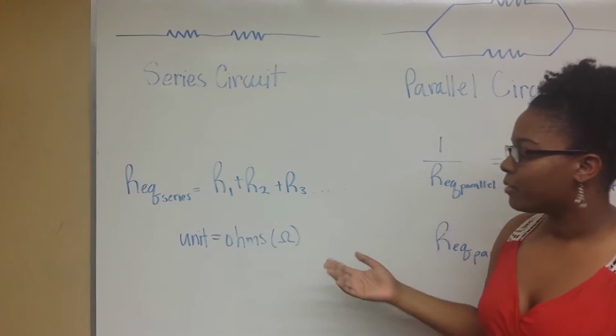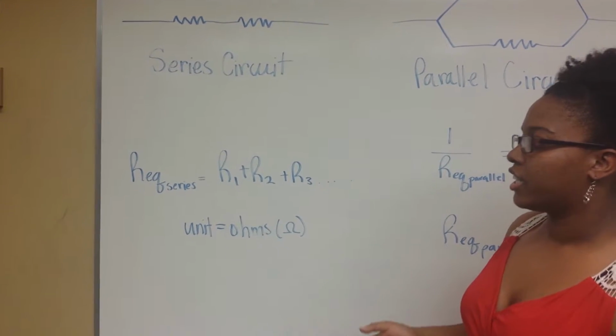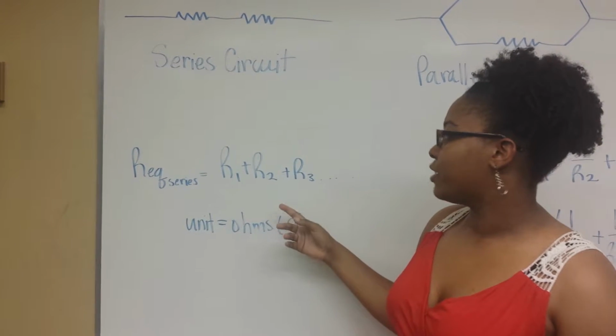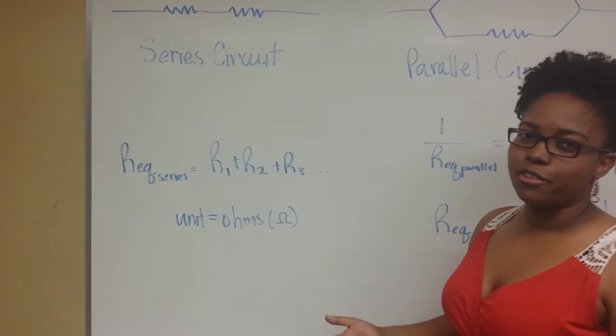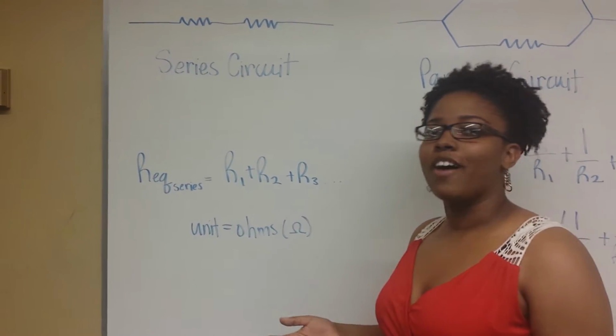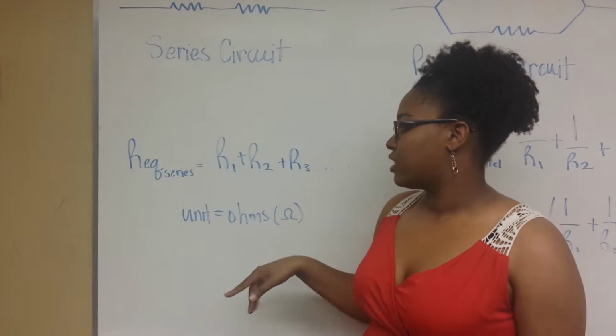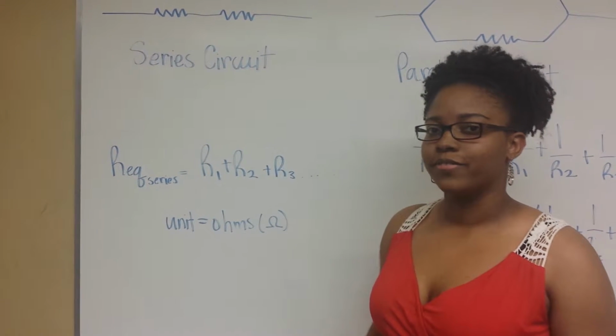Okay, so the formula for equivalent resistance in a series circuit is Req series equals R1 plus R2 plus R3, and so on and so forth, depending on how many resistors you have in the circuit. And the unit for equivalent resistance is ohms.